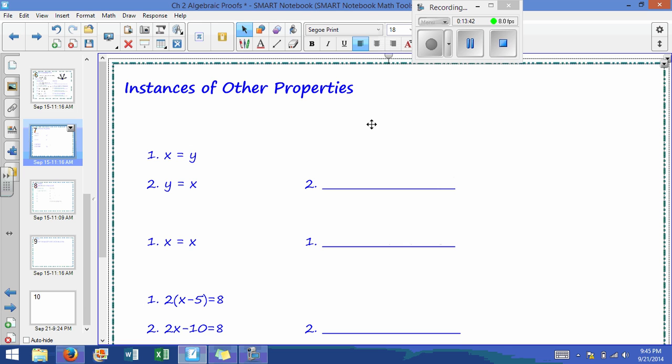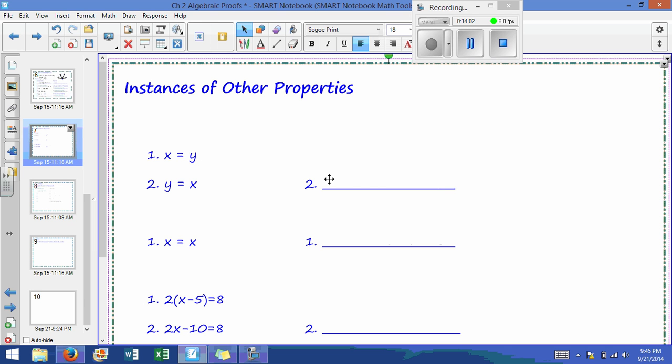So let's say this is my proof. I have my statements over here and my reasons over here. If my statement 1 says x equals y, and then my statement 2 says y equals x, what should my reason be? Pause the video if you need a second, look back at your notes, and figure out what I just demonstrated here.